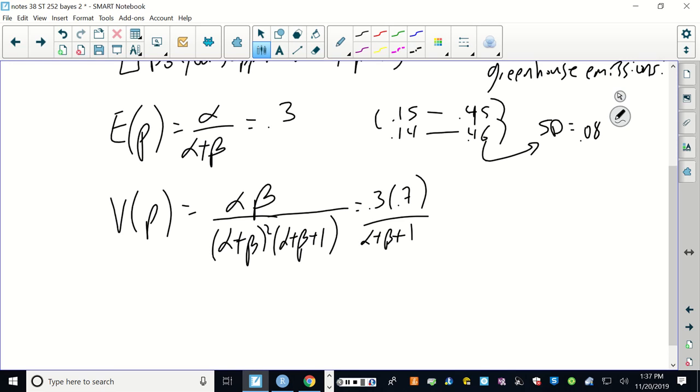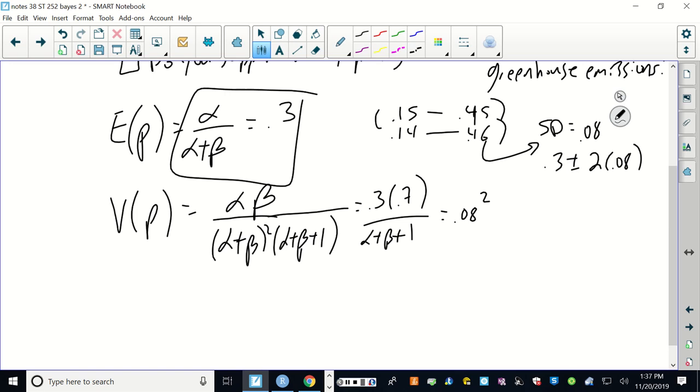The half width is 0.16, and that's kind of 2 standard deviations. So this is like 0.3 plus or minus about 2 standard deviations, which is where we think the answer is going to be. So if that's the standard deviation, we can make that equal to the variance. Now we have 2 equations, this one and this one, and we have 2 unknowns, alpha and beta. If we solve, we should get the parameters alpha and beta that are consistent with this mean and variance from our prior opinion.